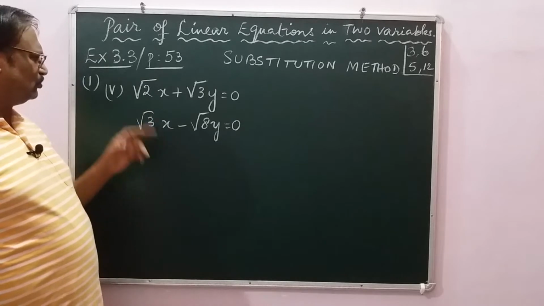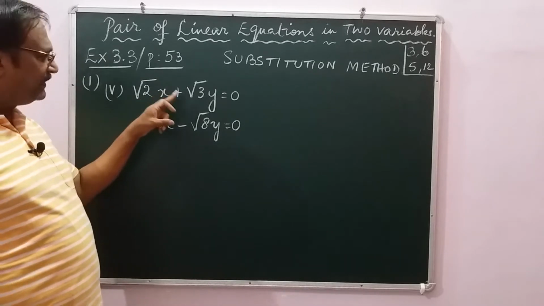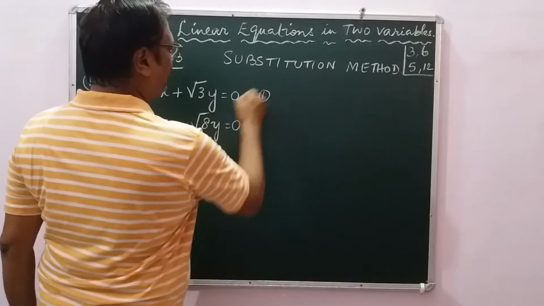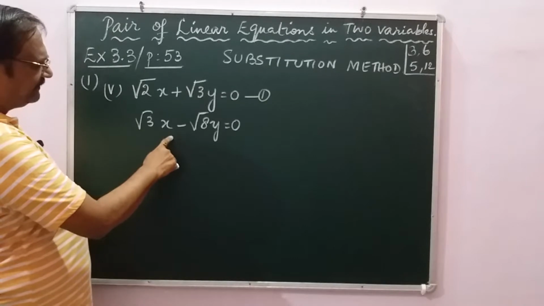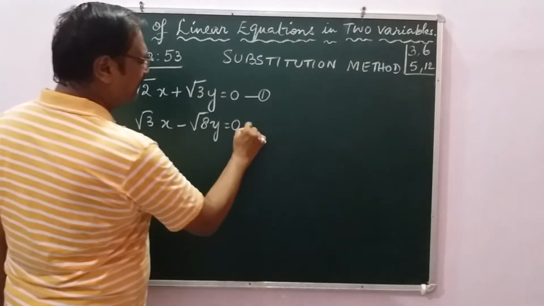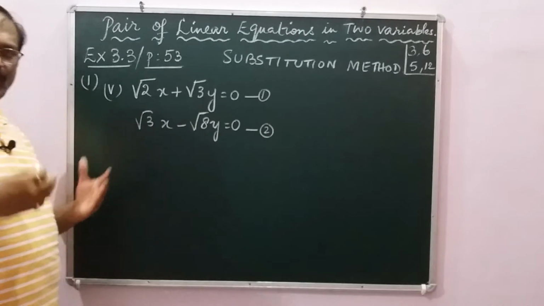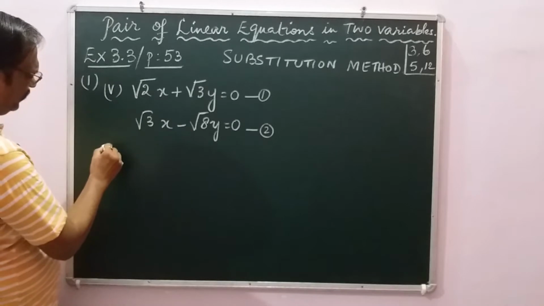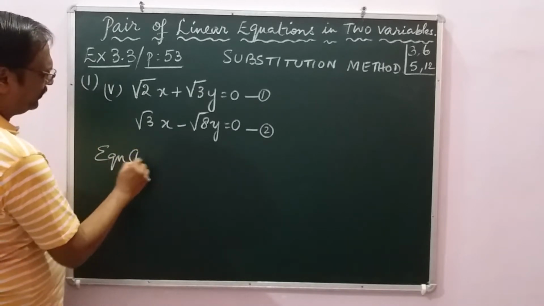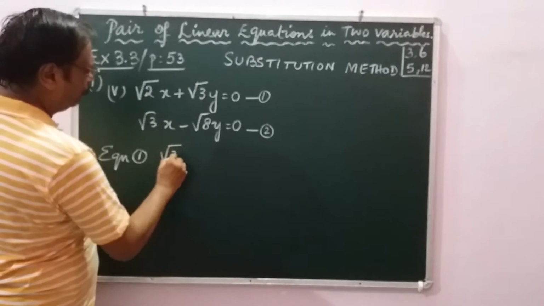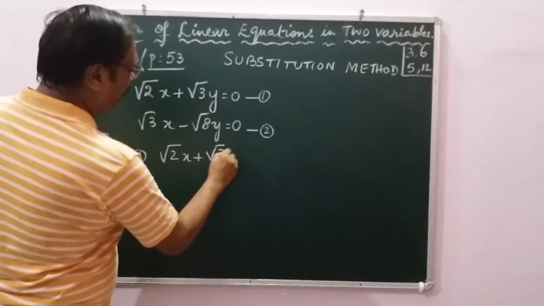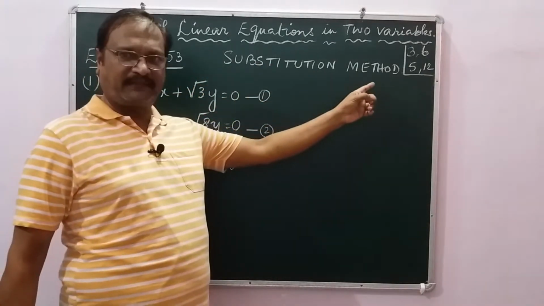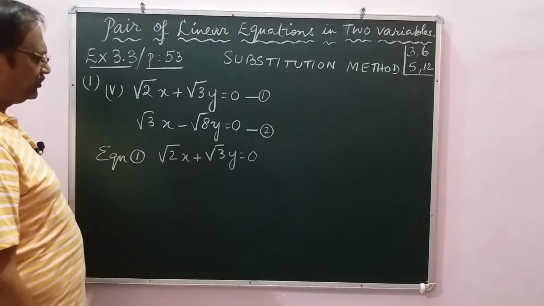Look at this problem. Root 2x plus root 3y is equal to 0. Call this equation number 1. Root 3x minus root 8y is equal to 2. Oh, again very complex, very difficult it looks. Do not fear. Take, as usual, equation number 1: root 2x plus root 3y is equal to 0. Our aim is, using the substitution method, to solve this linear equation.